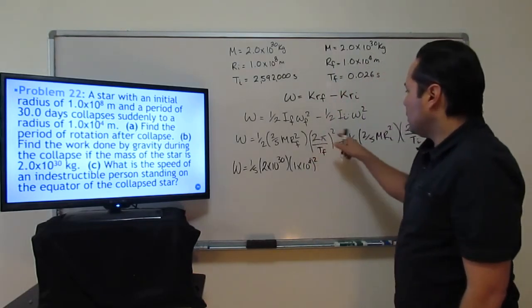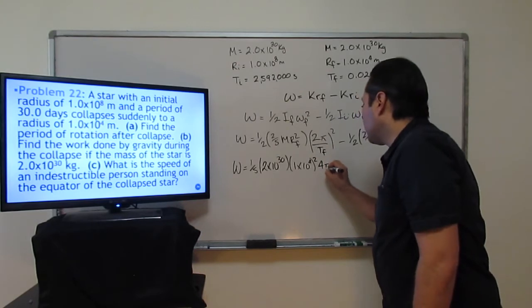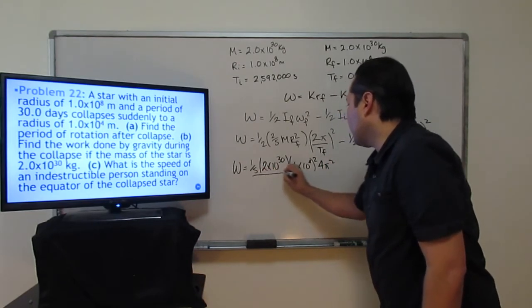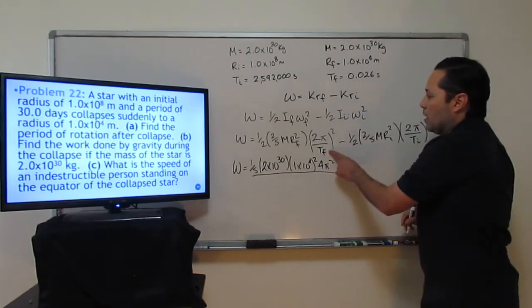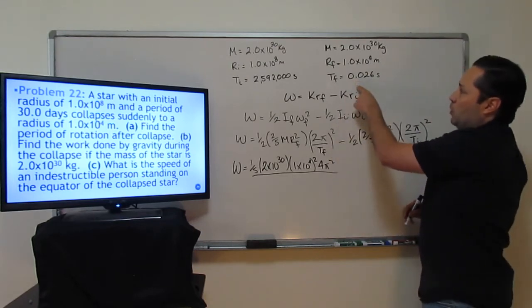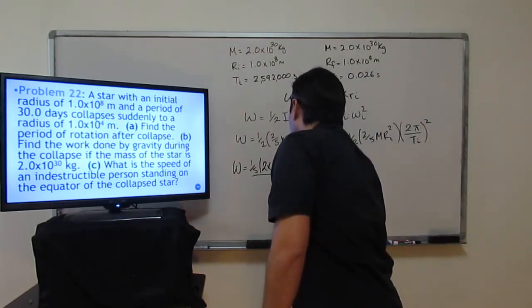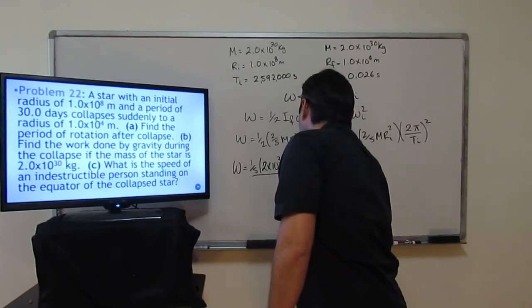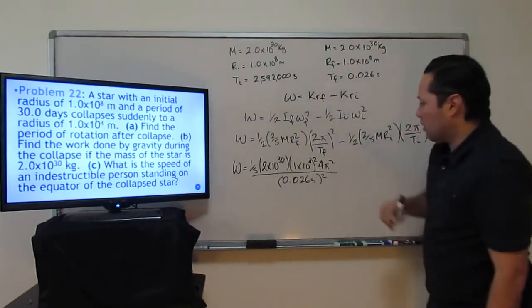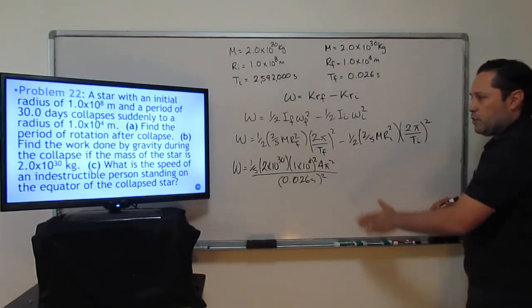Multiply times 4 times pi squared, and all of it divided by the period final. The final period was 0.026 seconds, and that is squared because we do square it there. Alright, so that is the left side of this formula.